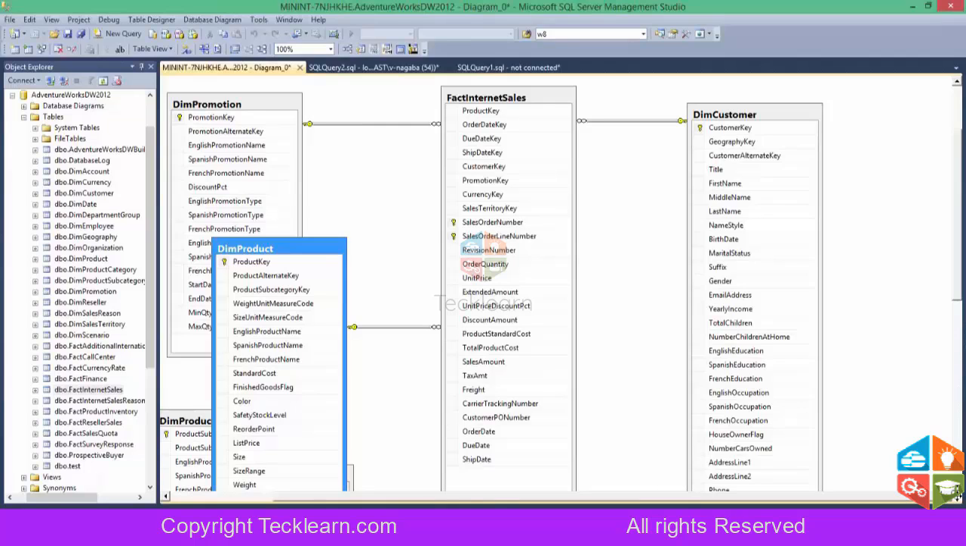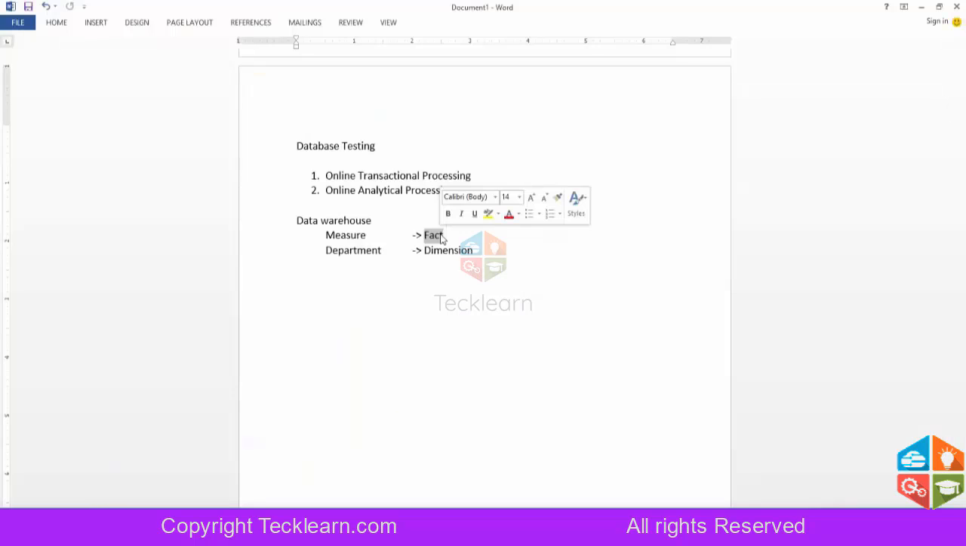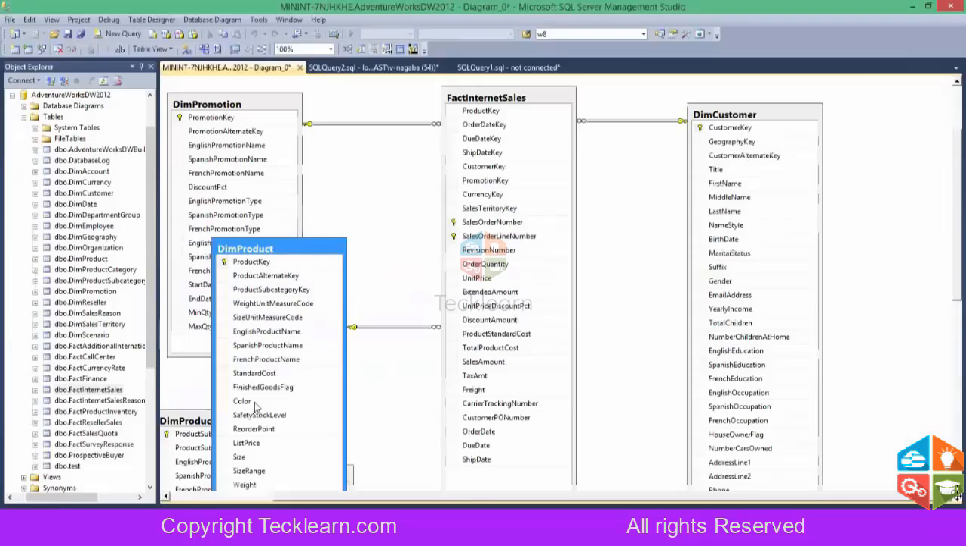Actually, I told you that a fact is always a measure, always numeric. But sometimes there can be a non-numeric fact. Those are called non-intrinsic facts. So facts are of two types, intrinsic and non-intrinsic. Intrinsic is something which is quantifiable, which is numeric, and non-intrinsic is not numeric. For example, you're taking a survey for your different products. I told you you have 3,000 products. For all these products, you are going to customers and taking feedback.